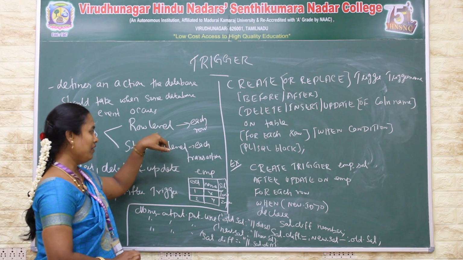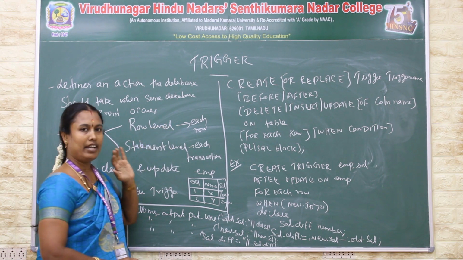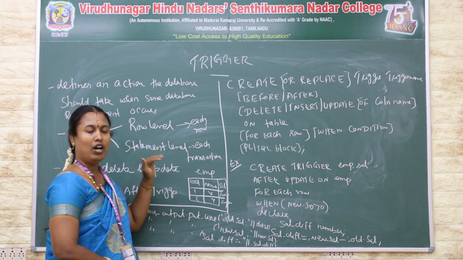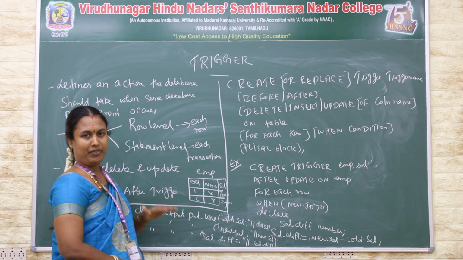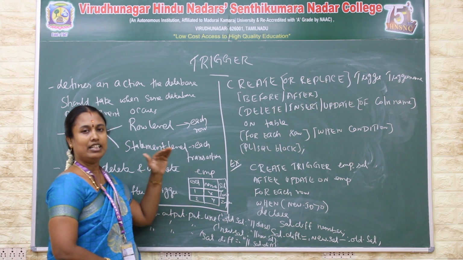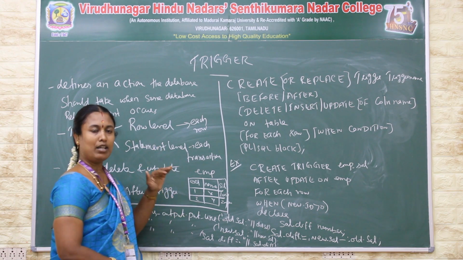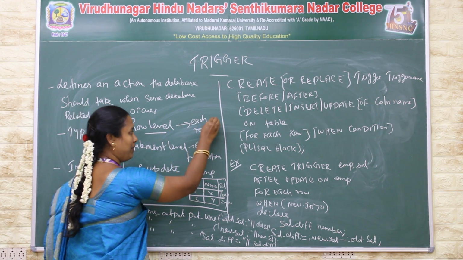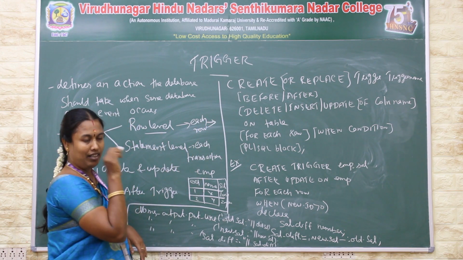Before I apply a row level trigger, note that the row level trigger can apply to each and every row in a table. However many records the table contains, the trigger is going to apply to all the records. That is the example of row level trigger. It is applied for each row in a table.